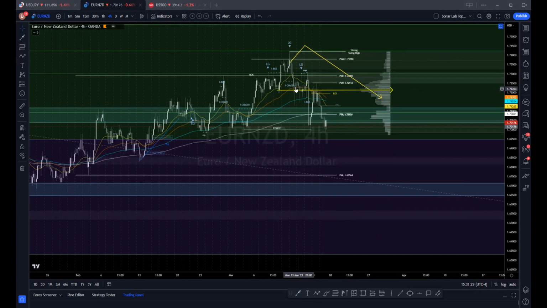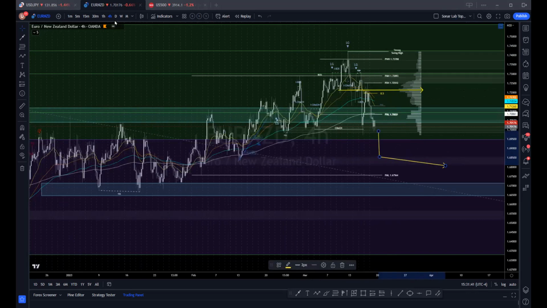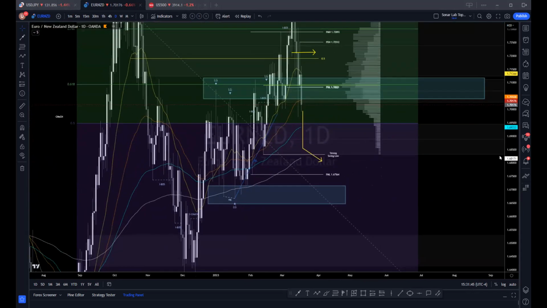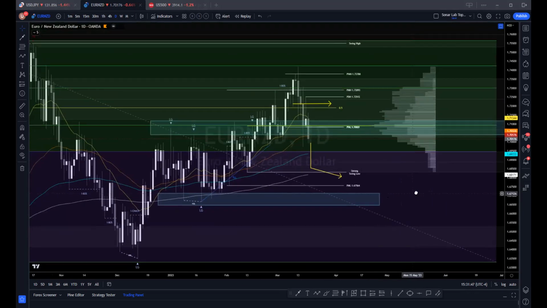This is the change of character. Did we break it? Yes. Did we stay below it? Yes. So are we in an uptrend? No. We're in a downtrend? Yes. Yeah, that's pretty good. Who taught you that? Right? It's just market structure. That's what it is, right?